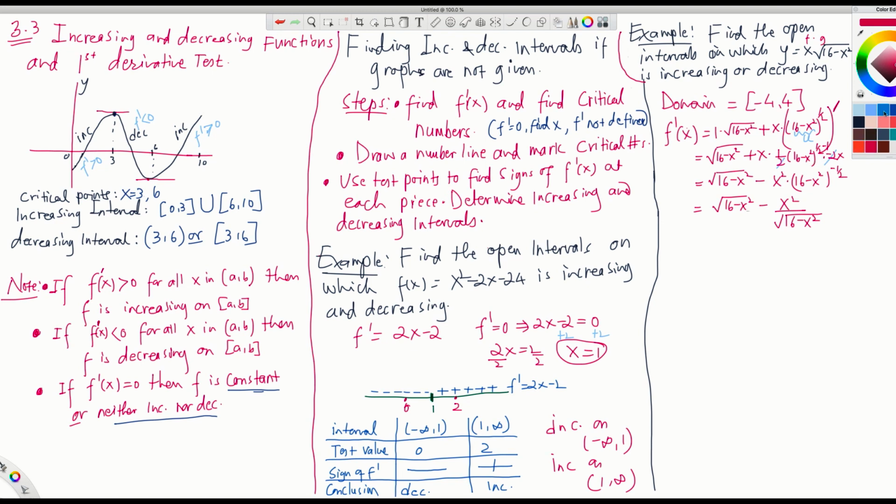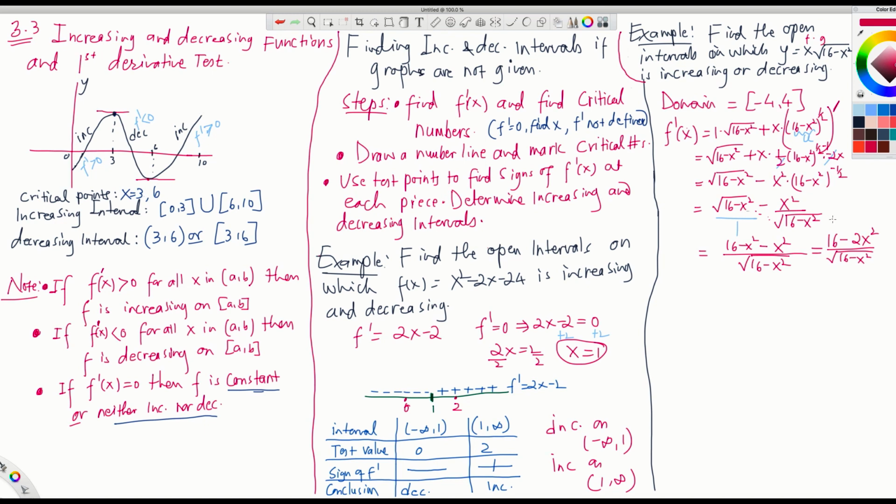Now I want to combine these two. There is 1 in the denominator, right? So the first term is the root of 16 minus x squared, and you do the cross multiplication. The root of 16 minus x squared times the root of 16 minus x squared is just 16 minus x squared, minus x squared times 1 is x squared. So basically you get 16 minus 2x squared over the root of 16 minus x squared.